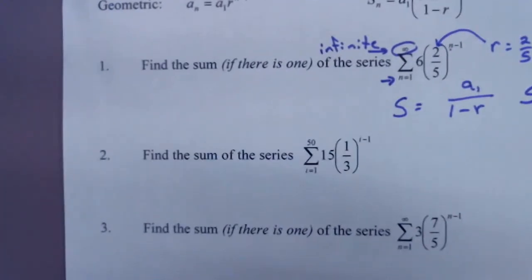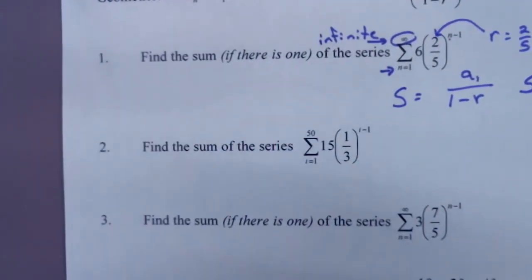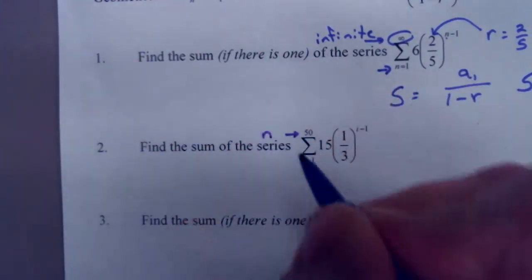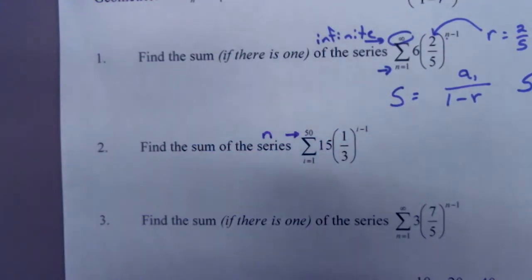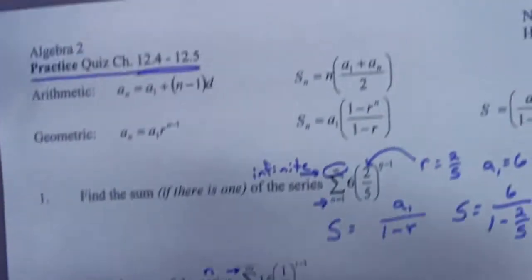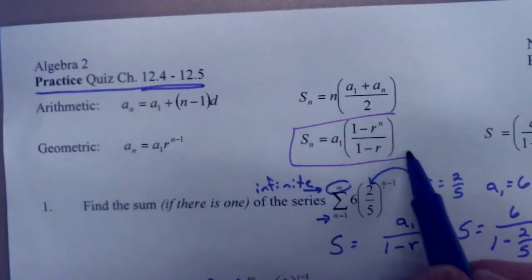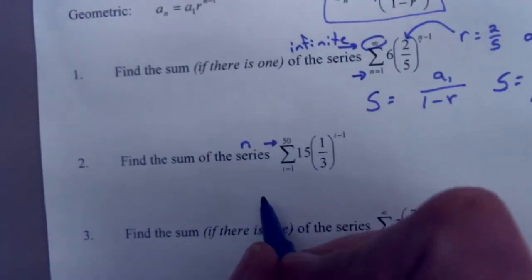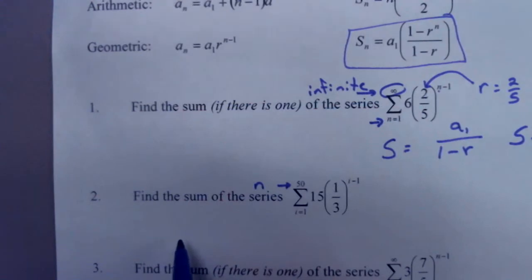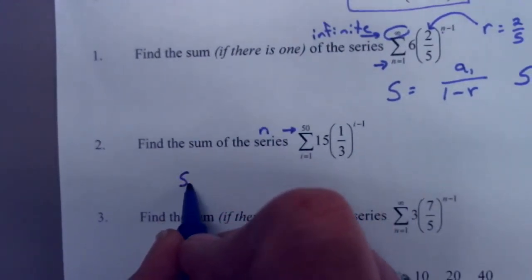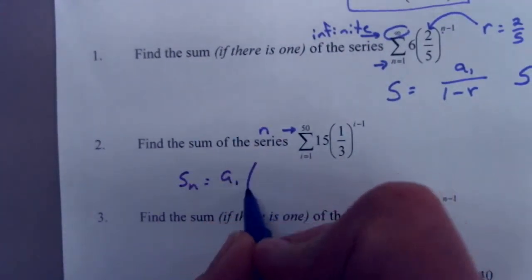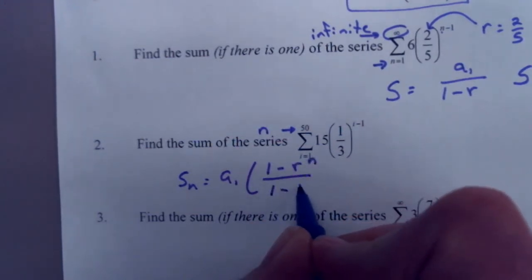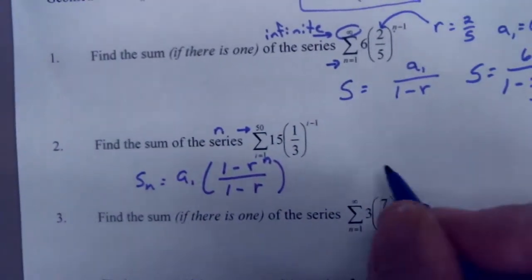For number 2, find the sum of this series. Now, if you notice, this one ends where n equals 50. So this isn't an infinite series, so we're going to have to use the sum of a geometric series. That formula's a little bit more complicated, so to do that formula, put it right here. We need the first term, the r, n, and then 1 minus r in the denominator.